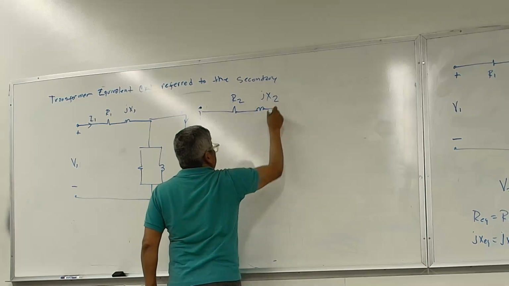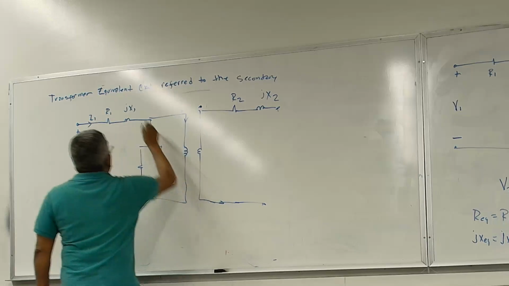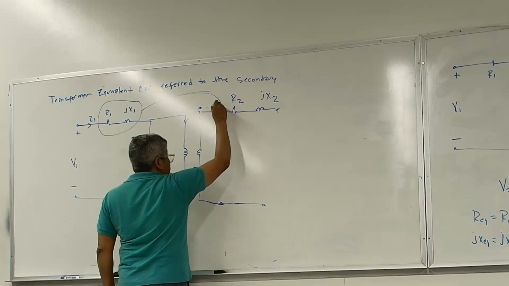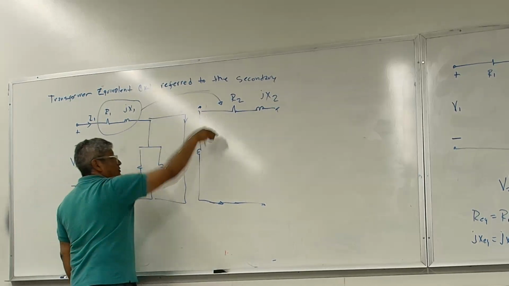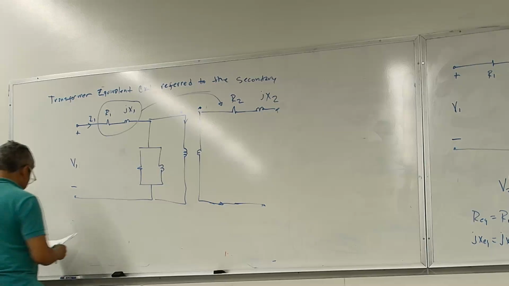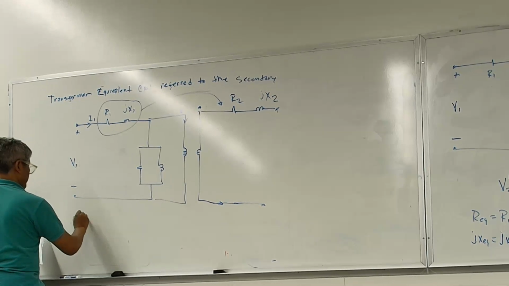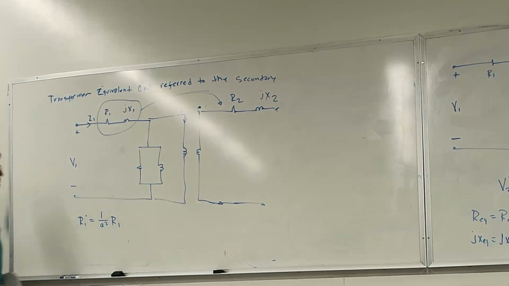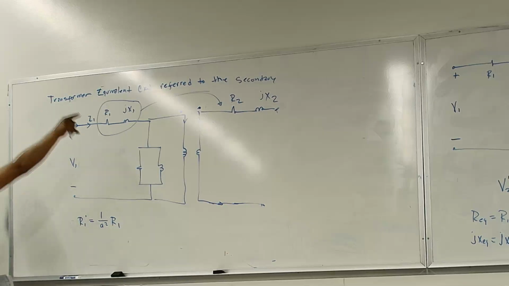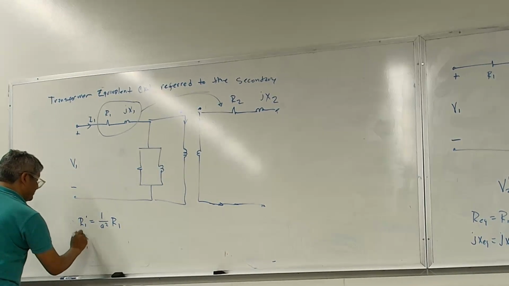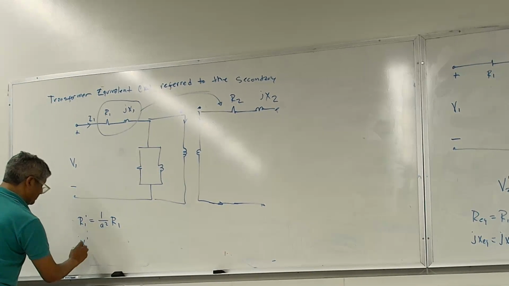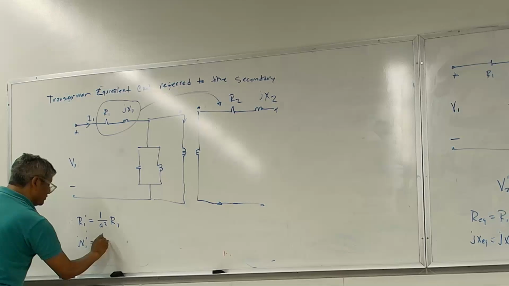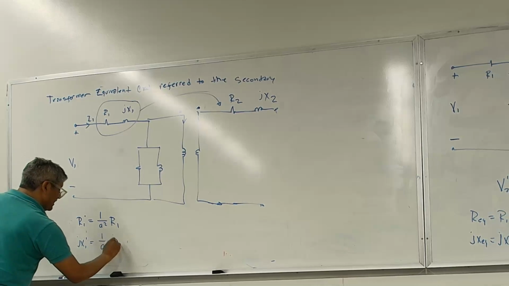R1, R2, JX2. Okay, so the question now is, how can I take this information or that winding and make an equivalent with the same amount of energy absorbed on the secondary side of it? So that would go R1 prime, which is equal to 1 over A squared times R1, okay? When I transfer this, JX1 prime is equal to 1 over A squared JX1.